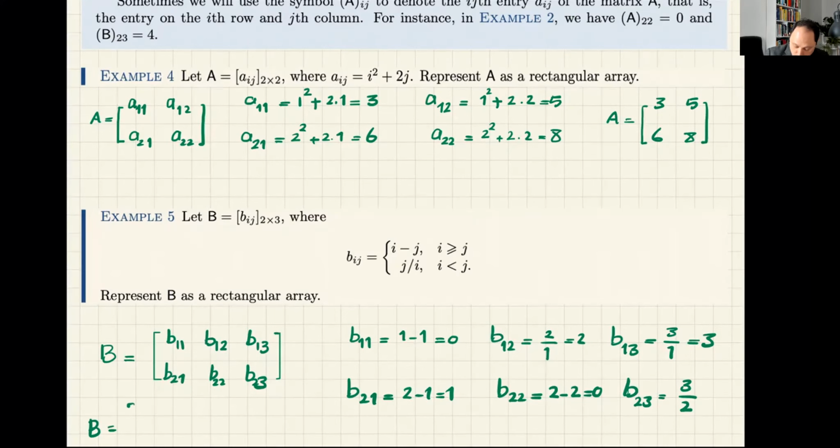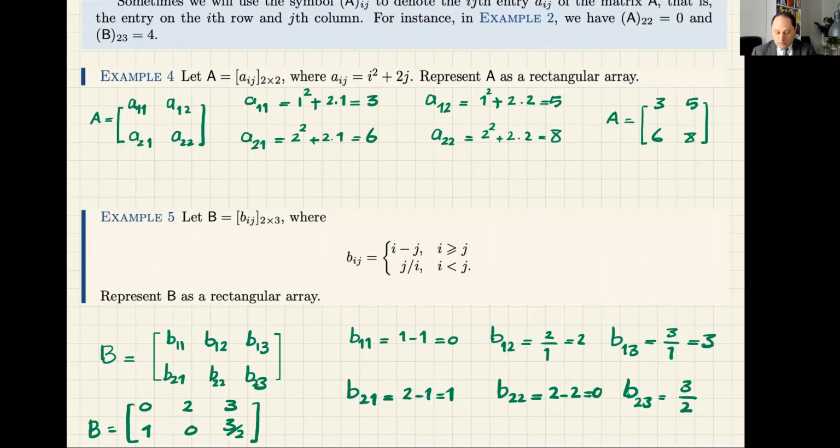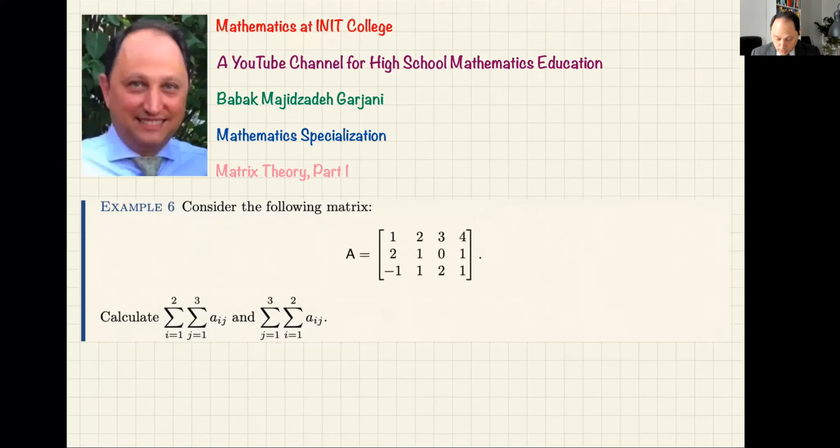So B is this matrix: 0, 2, 3, 1, 0, 3 over 2. So that is my matrix B. Any questions? Okay, good. We go to the next example.